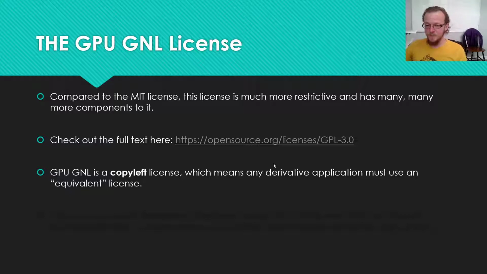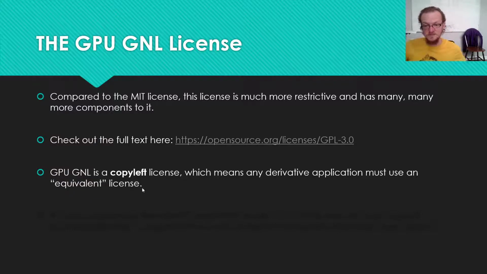And so there is the concept of copyleft and copyright. GPU-GNL is a copyleft license, which means that if you use a piece of software that is licensed under GPU-GNL, you have to meet the equivalent license. So if you're trying to use GPU-GNL software in a pay-to-use piece of code, you can't actually do it because you have to have an equivalent license for your piece of software. For example, if you wanted to build a piece of software and then license it under the MIT license, you would not be able to do that with a GPU-GNL component because the MIT license is much less restrictive than the GPU-GNL license is.